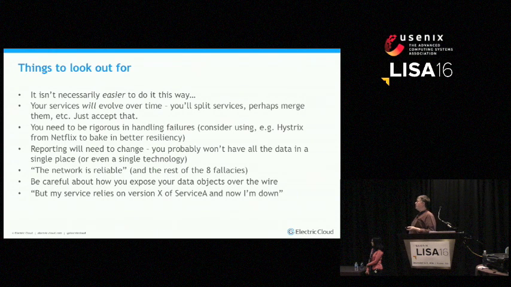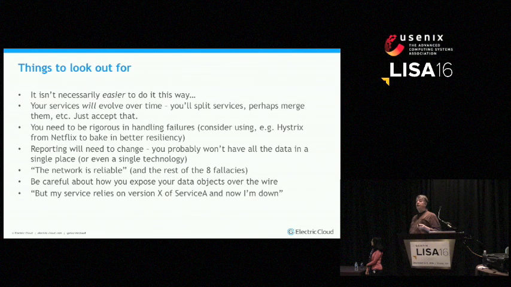Your services are going to evolve over time. You split them, merge them, move things around. So just acknowledge that and act accordingly. You really have to be rigorous about handling failures, because what used to be a simple method call is now going over the wire to somewhere. So there are great libraries out there, like Hystrix from Netflix, to provide things like retries and circuit breakers and fail fast and those kinds of things.